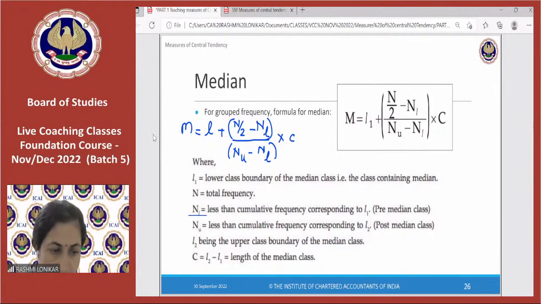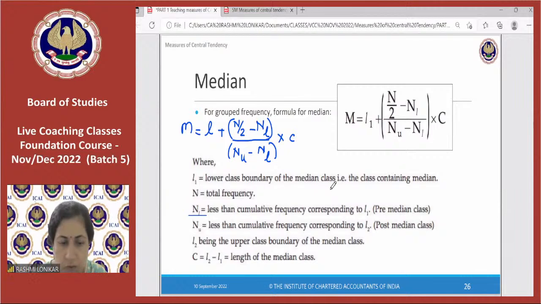So I'll just explain once again. The median for a group frequency is found by using the lower class boundary. L is the lower class boundary of the median class, that is the class which contains the median, plus n by 2, where n is the total number of observations, divided by 2, minus NL, upon NU minus NL. NL is the less than cumulative frequency of the pre-median class, and NU is the less than cumulative frequency of the post-median class, into C, where C is the class length. Okay.